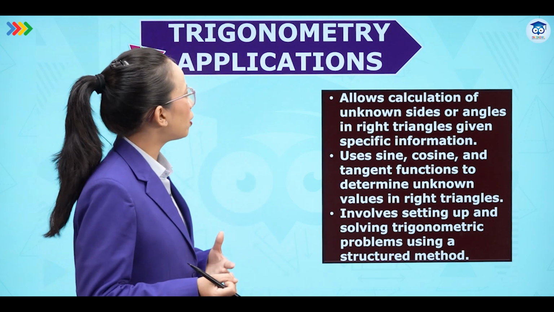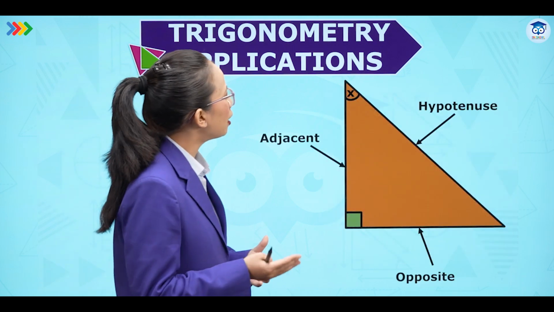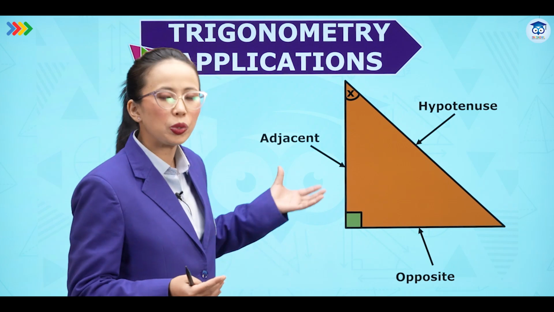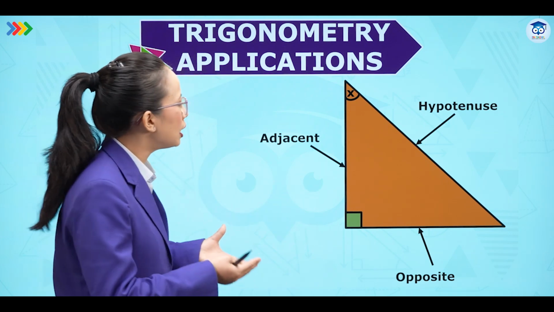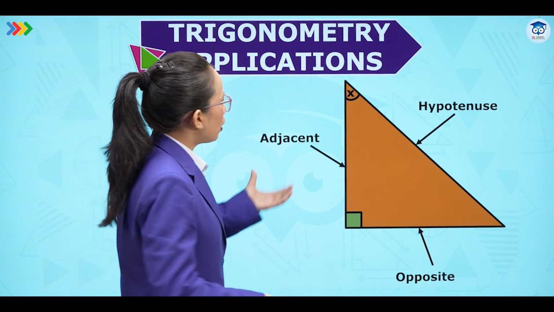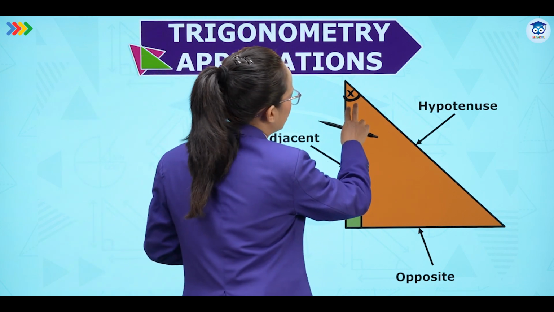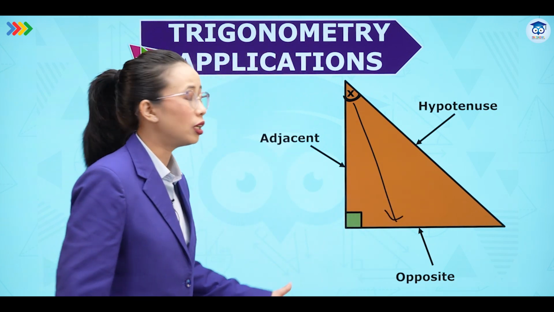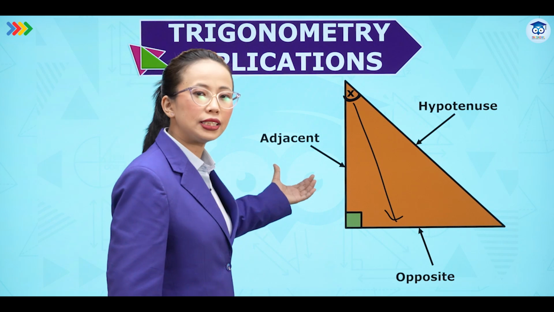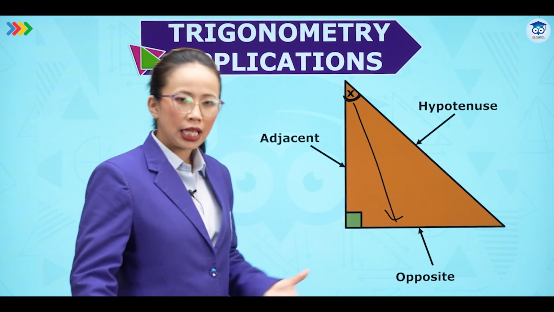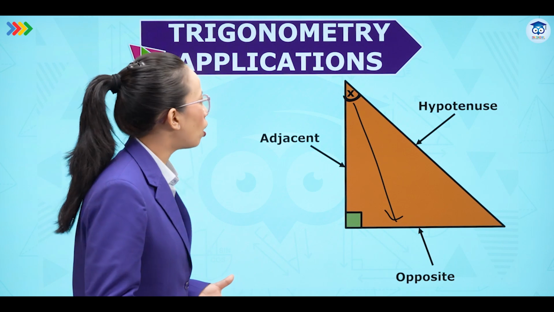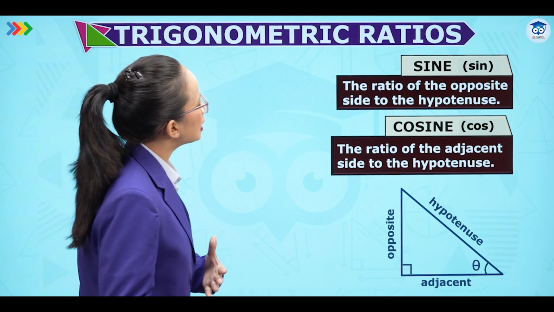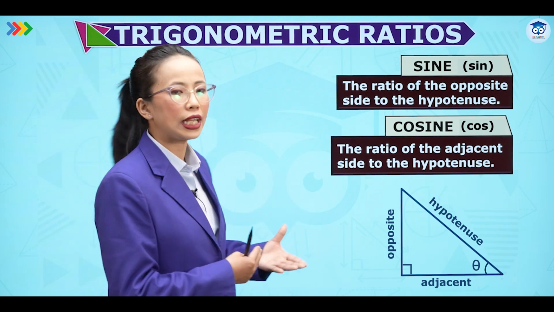For this we have to use the right angle triangle. We learned this in the previous chapter also, but still let's recap it. If we have this angle as the angle of consideration, then we have the side opposite to the angle of consideration as opposite, then adjacent, then hypotenuse. Then we can define the sine of that particular angle. Sine is the ratio of the opposite side to the hypotenuse.